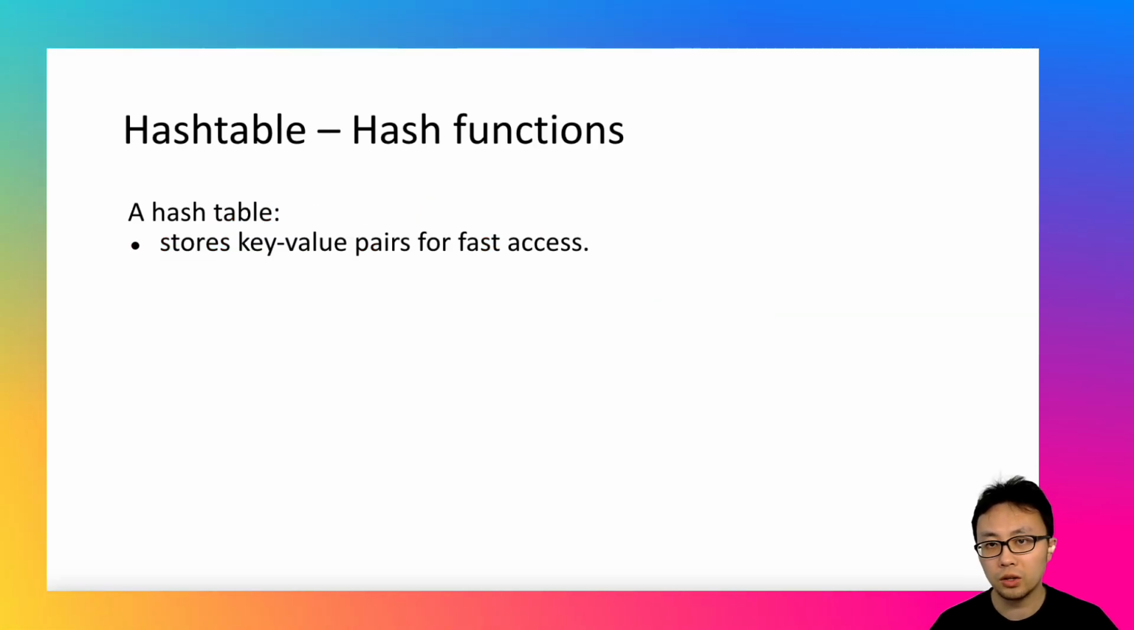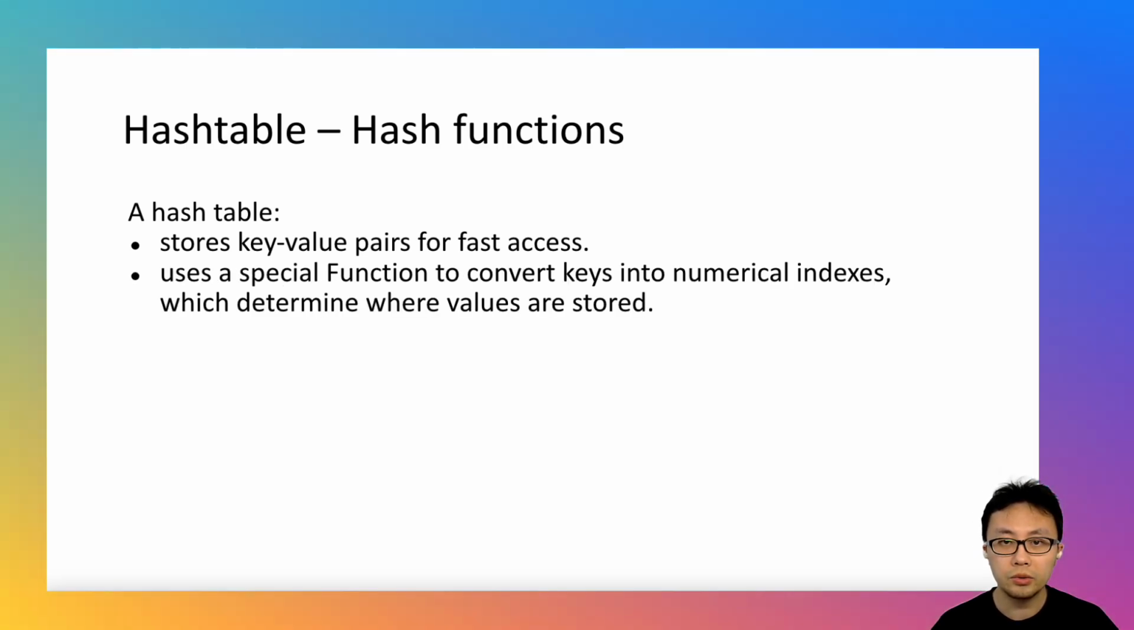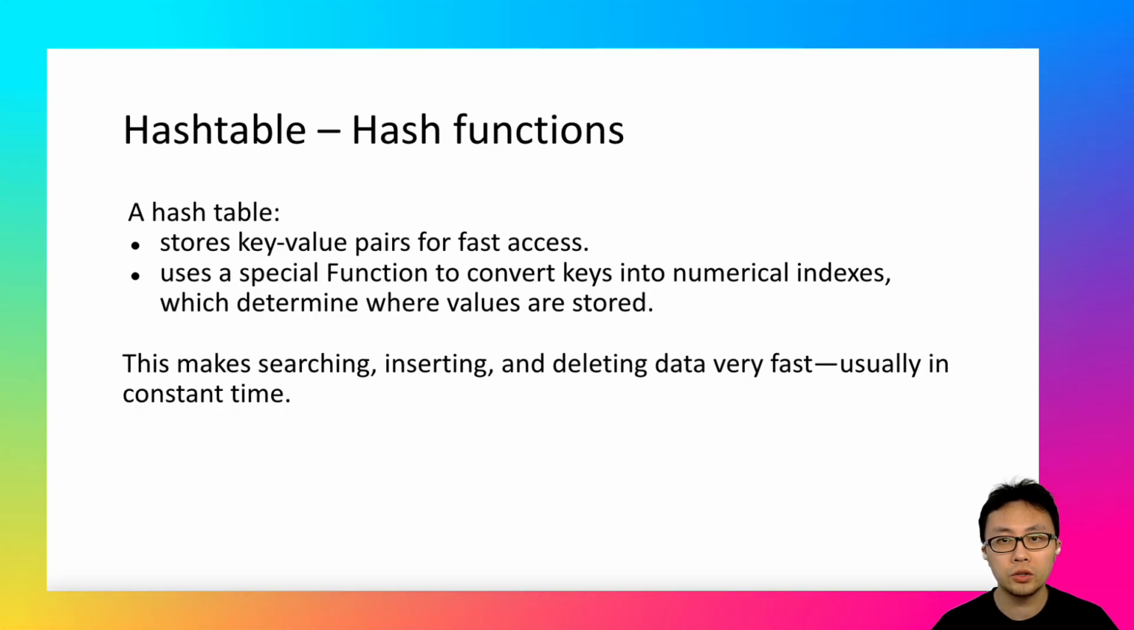Before getting to the hash function, let's define hash tables formally first. A hash table is a data structure that is used to store key-value pairs for fast data access, and it uses a special function to convert keys into indexes, which are used to determine the positions of where values are stored. A hash table is so efficient and its basic operations such as search, insert, and delete typically run in constant time. This special function that we mentioned is the hash function.